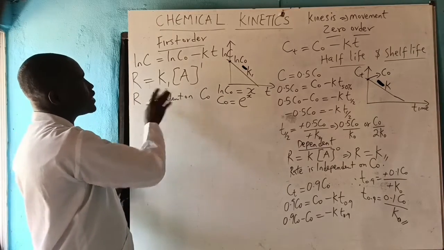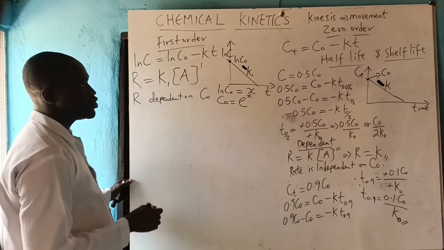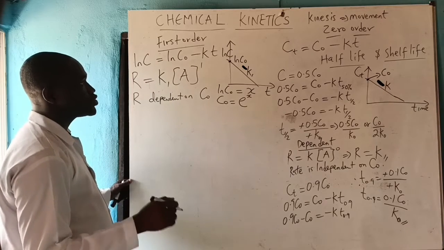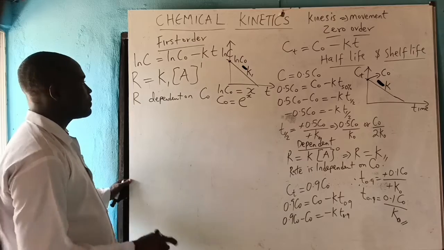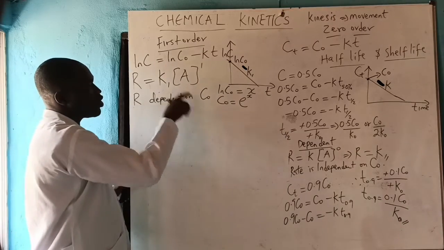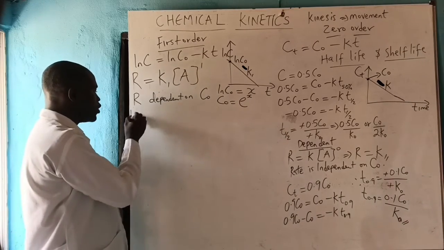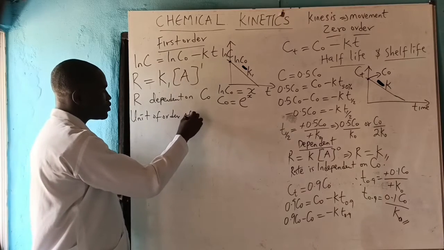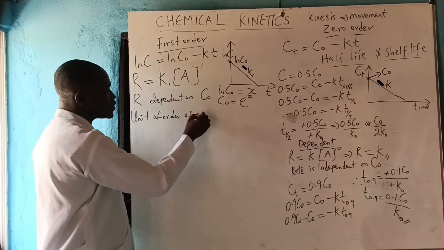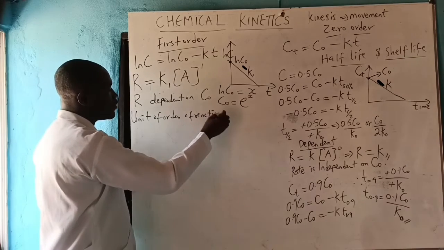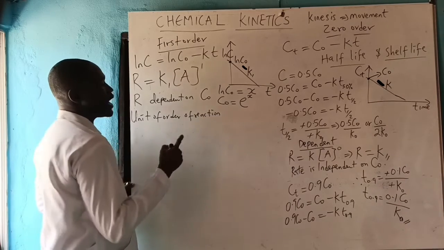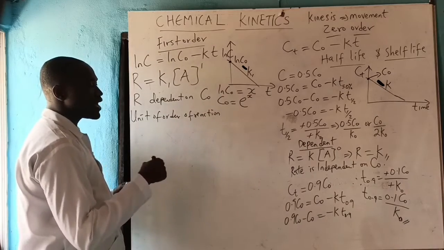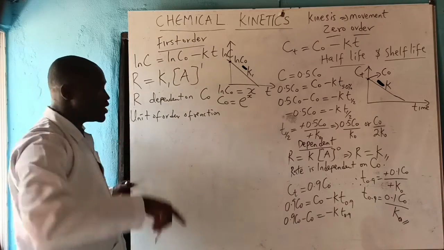Once you are done with this first order, we'll look into their units. Units of first order. Units of zero order. But we have seen that R is dependent on this. Let's go to their units. Units of order of reaction. Because if a question is asked and you do not know the formula you have to use, you can deduce the formula you have to use from the unit.